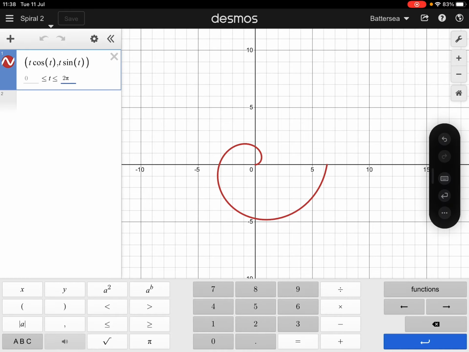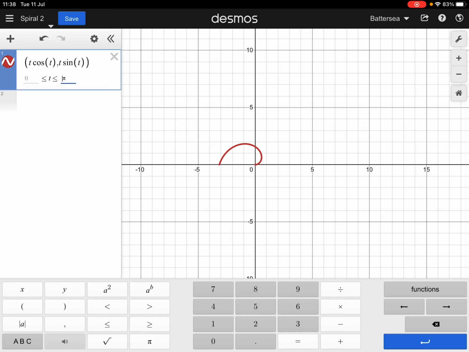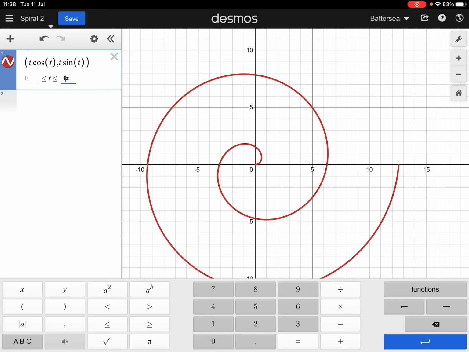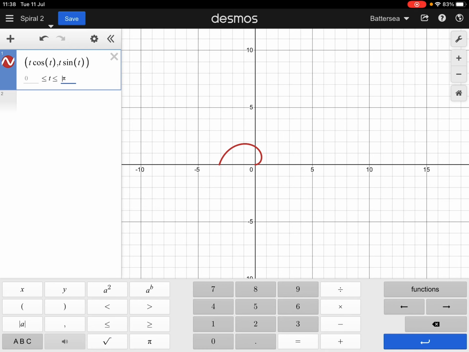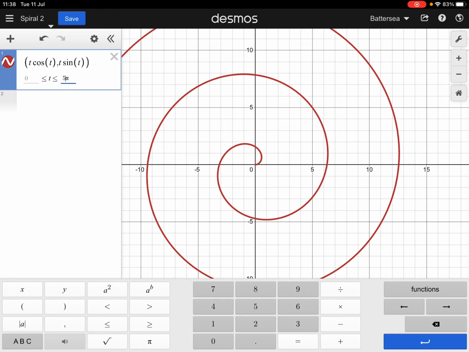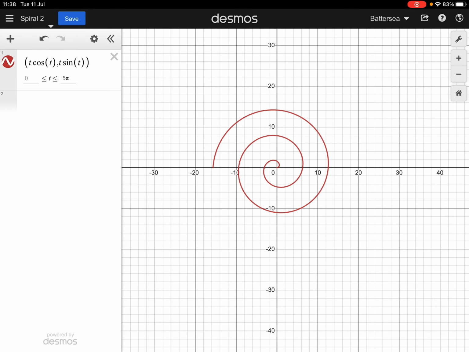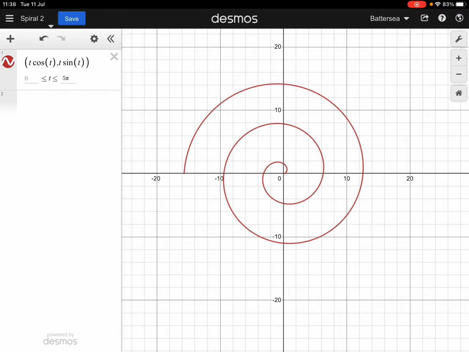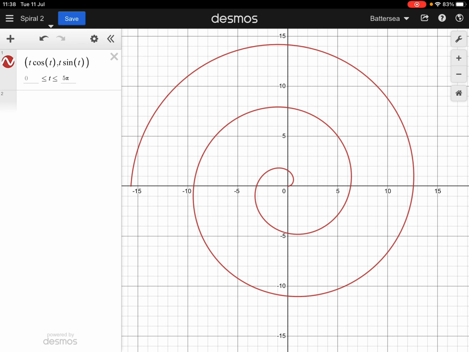What about if I was to start to change this domain? What about if we were to go from 0 to 3 pi instead? It would look like that. Or 4 pi would look like that. Or 5 pi, and so on. So we could change the domain, the values of t that we substitute in here, to get more of the curve.